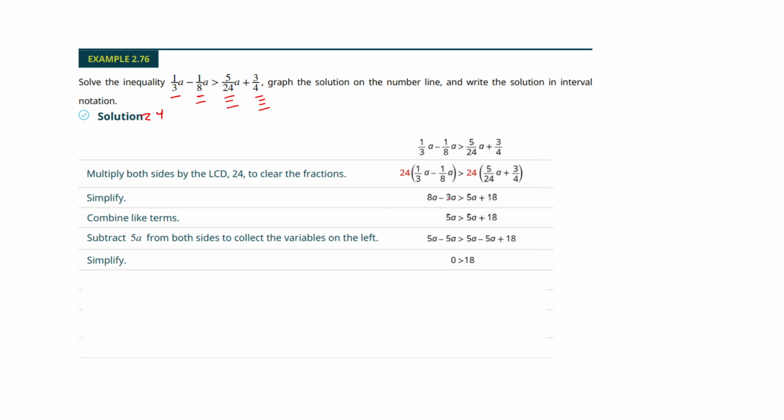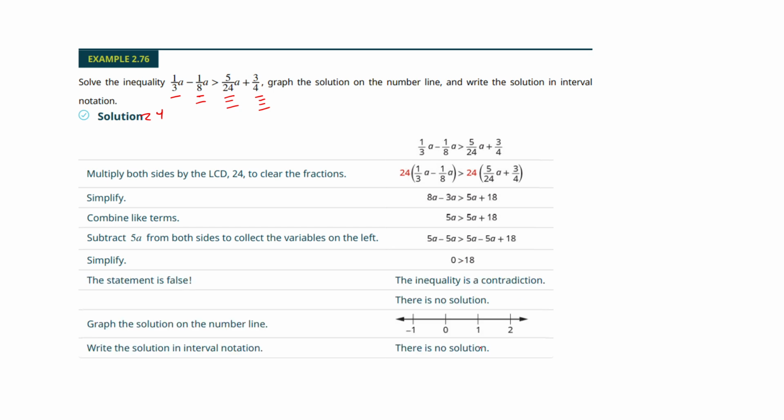So now we pick it back up, we clean up, and now we get them in the same room. Now look what happened again. The a's dropped out. There's no variable left, but I have 0 is greater than 18. Okay, now that's not true. So we're going to say that is no solution. That can't be. 0 cannot be greater than 18. In an interval notation, there's nothing we can write because there's no solution.